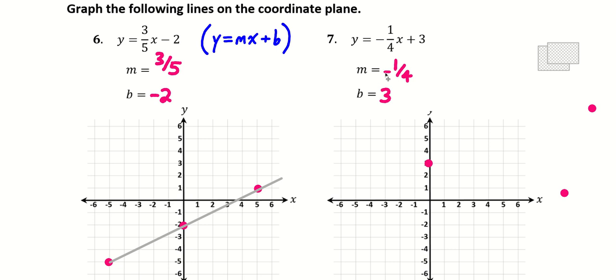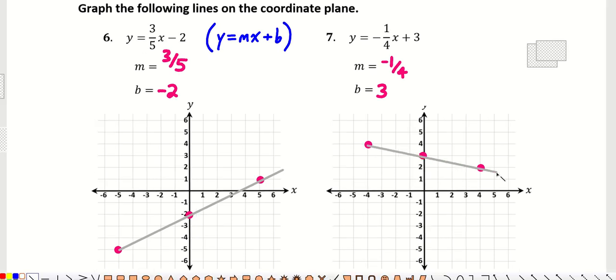Technically, it's -1/4 out in front, but think of this negative only with the numerator. So it's like a -1 and a +4. So you're going to go down 1 and then to the right 4. And I guess we could do that in the reverse direction, too. And connect the dots and you're done.